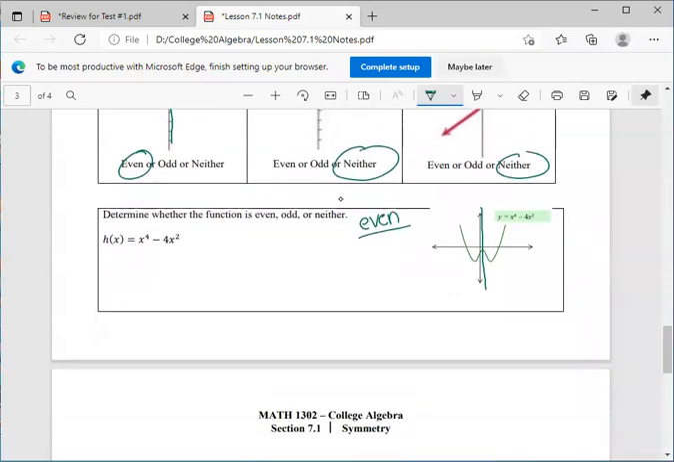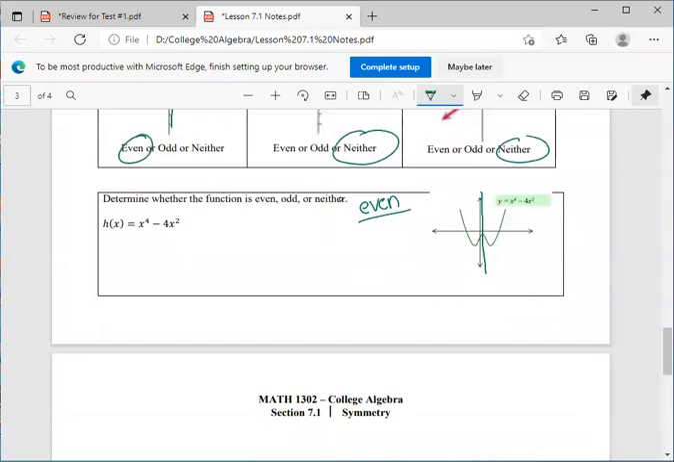I do have a few students who are engineering majors, and this is not on the computer lab, but if you want to know mathematically without looking at the graph whether it's even or odd, what you do is, let me write this down real quick. If you plug in h of negative x and it gives you back h of x, that function is going to be even. If you plug in h of negative x and it gives you back a negative h of x, that function is odd.